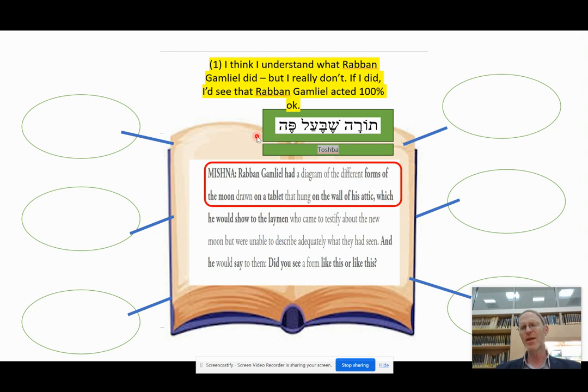What possible thing could the Talmud say to convince us that we think that what Rabban Gamliel made, this tablet with the star, the moons on it, we think that's 100% no-go, not okay. But actually, if you knew the real story about this diagram, you'd say it was just fine. What's one thing that the Talmud might be able to say?